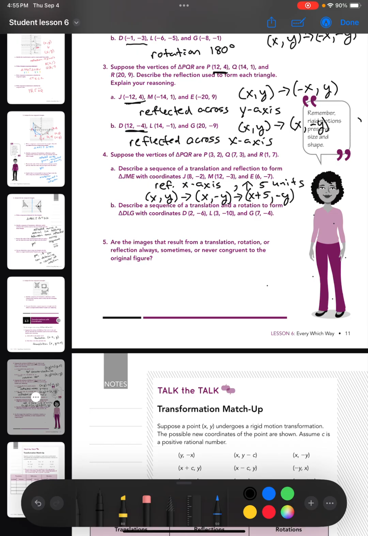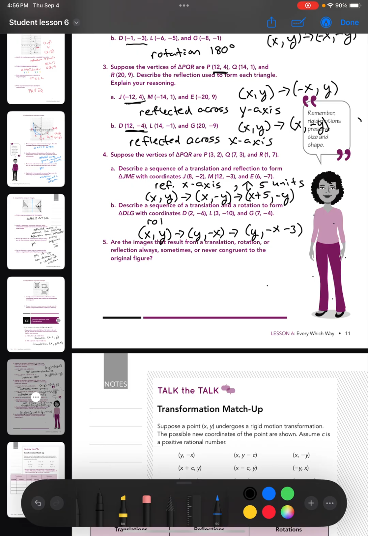And then for B, again, if you've tried that one, these double rules are a little tricky. You'll find that the rule that's happened here is (x, y) was first rotated 90 degrees, a rule of (y, -x), and then moved down 3, it looks like. Yep, so down 3. So our final rule, you'd have (y, -x - 3).